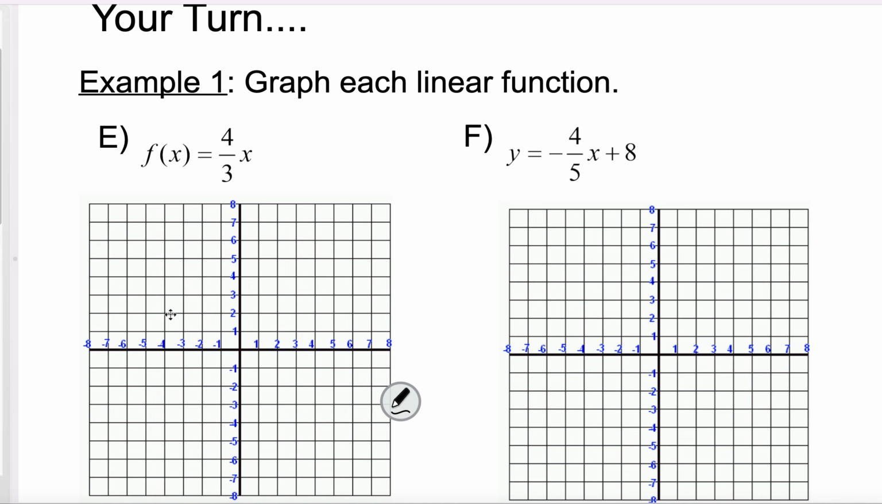All right, so we have these last two functions here to graph out, these linear functions. Letter E here, it doesn't have a y-intercept, so I'm going to put a plus 0 there. So my y-intercept is right here at 0. And then my slope is 4/3. So I'm going to rise 4 and run 3. Rise 4, run 3. And connect my points.